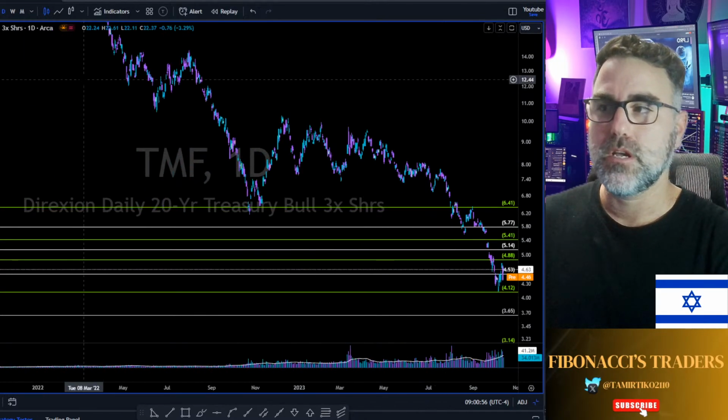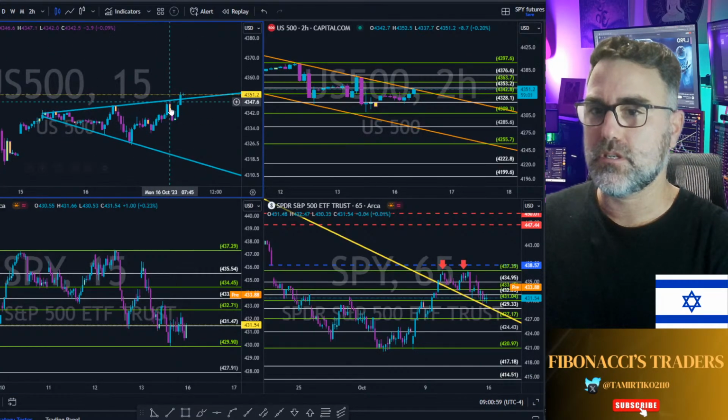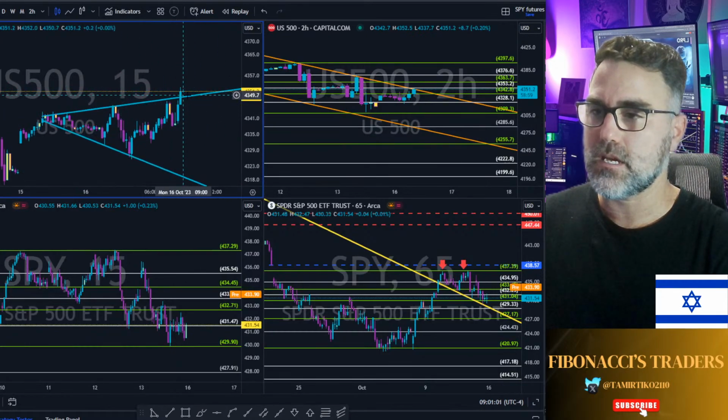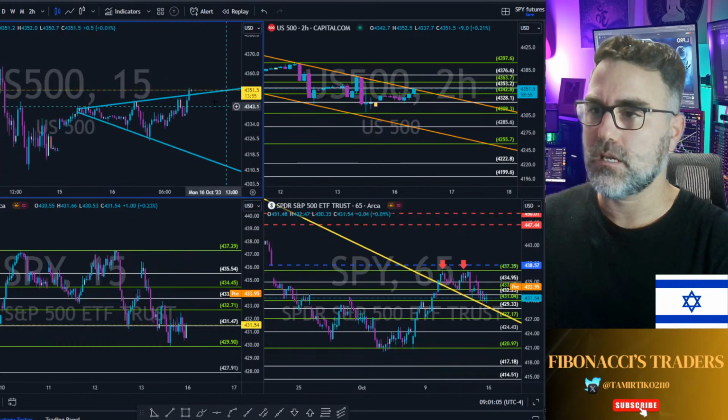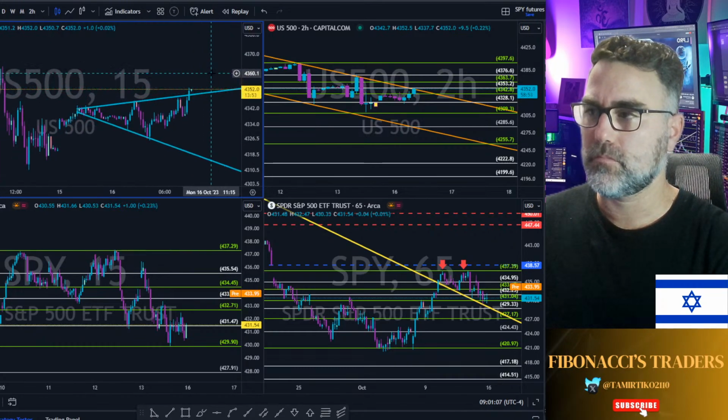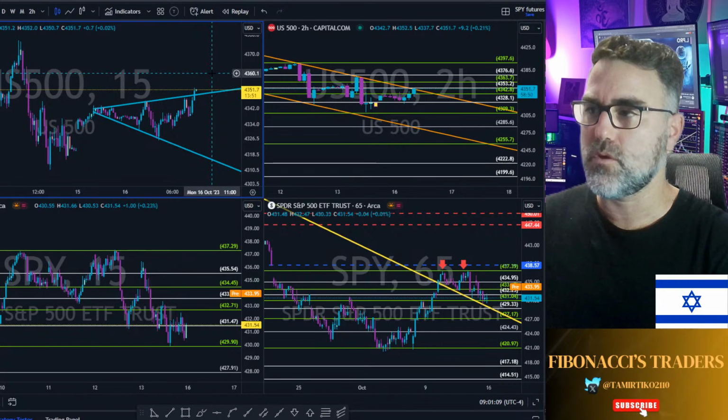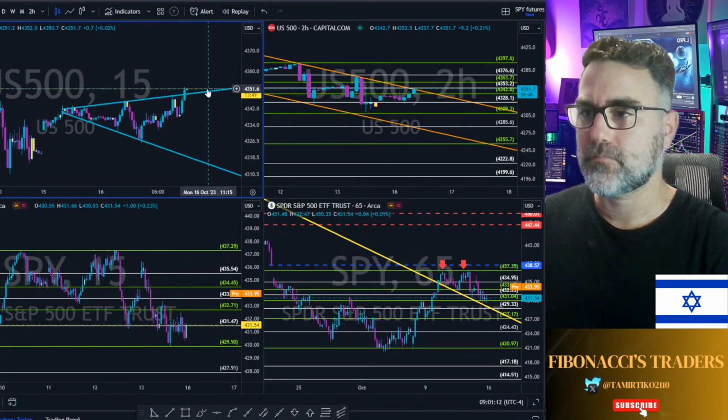Let's see, futures trying to break. Now this trend line needs to hold. Let's see. Another, and then we are heading towards the 43.60. Long continuation towards the 43.60.